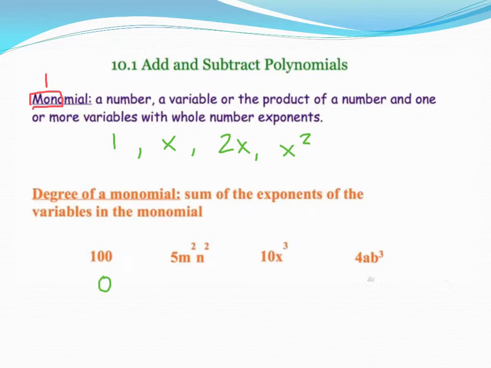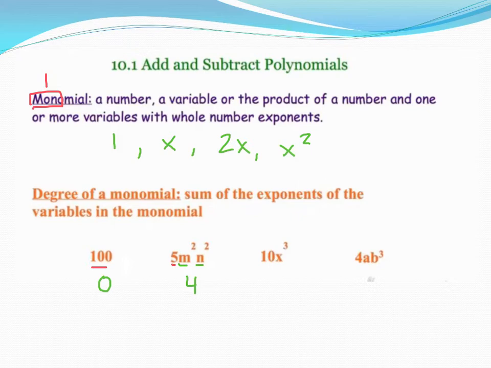The second one, we look at our exponents. We have the m and the n. We see that we have m to the second power, n to the second power. We add those together, our degree is going to be 4. So that would be a 4th-degree monomial. Notice here we're going to ignore the numbers. This really only deals with the variables. So we ignore that number 100 and that number 5. We'll talk about what those are a little bit later.